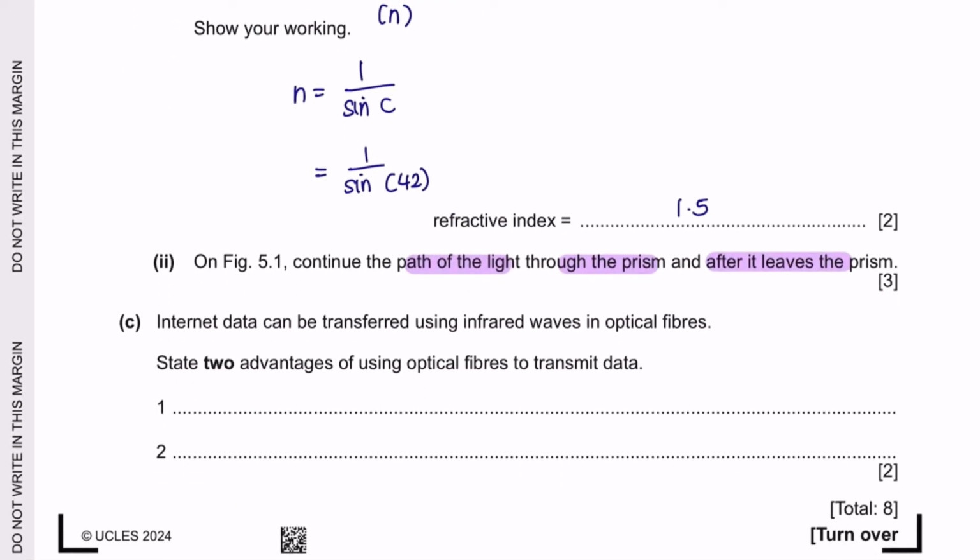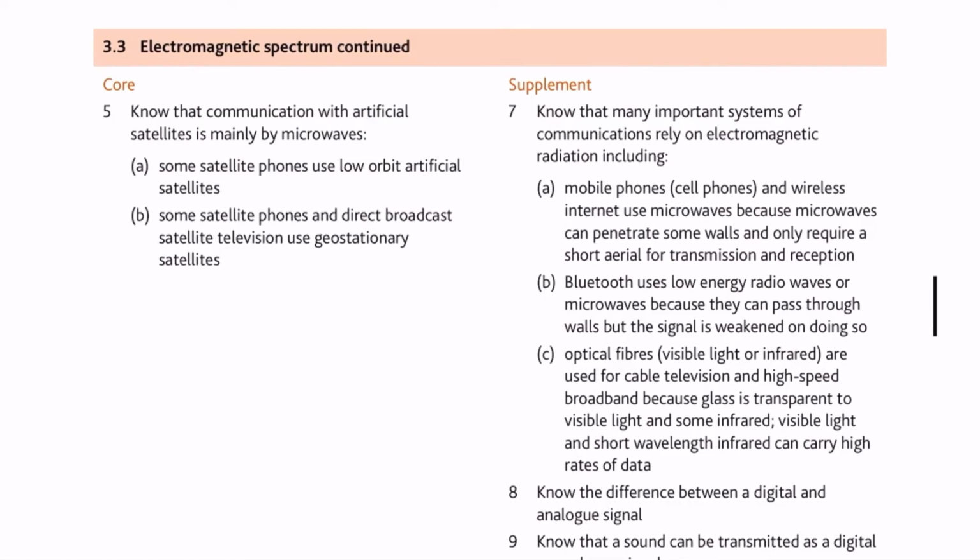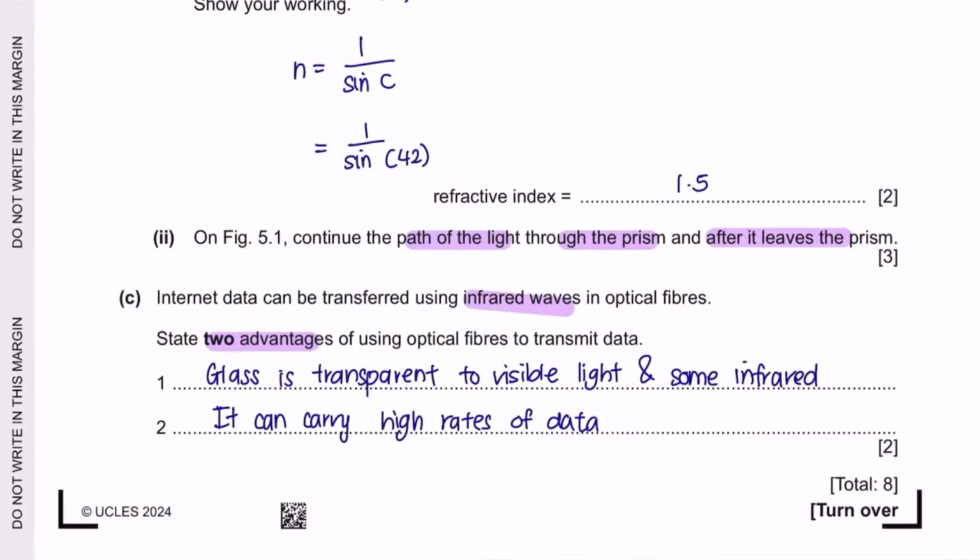Next question, part C. Internet data can be transferred using infrared waves in an optical fiber. State 2 advantages of using optical fibers to transmit data. Since this question is theoretical, we can easily get the answer from the course specification. Under chapter 3, you will see that the advantages of using optical fibers are their transparency to visible light and that they can carry high rates of data. So you can mention those 2 in your answer space.